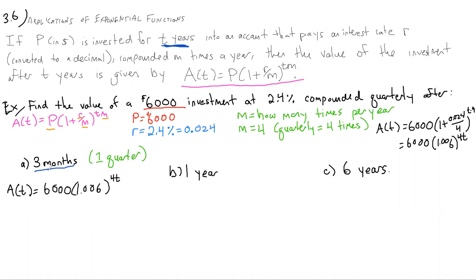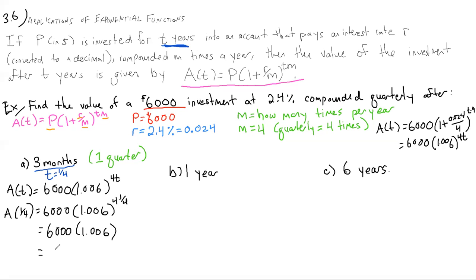So 3 months is actually going to be a quarter of a year. So we could write a quarter or 0.25, whatever you prefer. It's not going to matter. A of a quarter equals 6,000 times 1.006 to the 4 times a quarter, which is 1. So we get actually just 6,000 times 1.006, and we can calculate that. And it's $6,036.